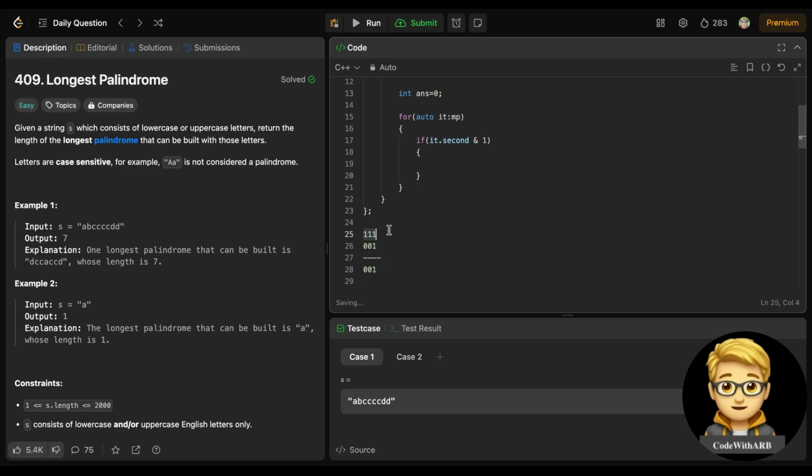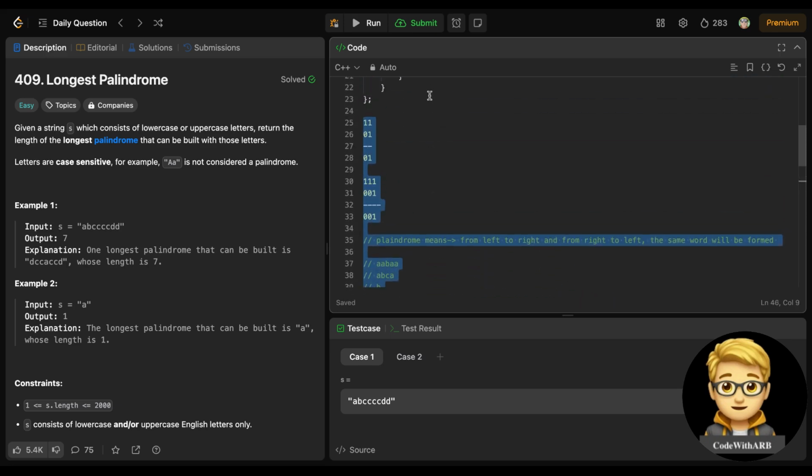This is for 7. Let's take an example of 3. If you see this, this 1 is always set. If you take an odd number, the 0th position will always be set. That's why when we take AND with 1, it gives us 1 if it is set. For the even case, this will always be 0.